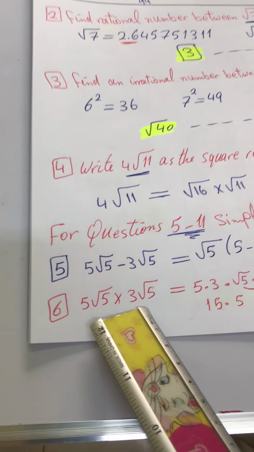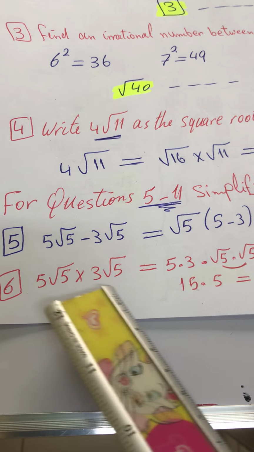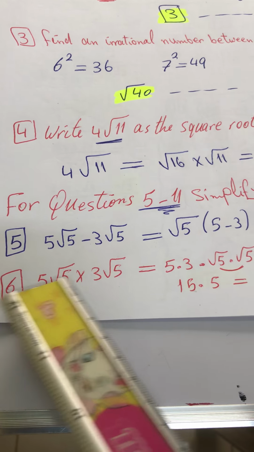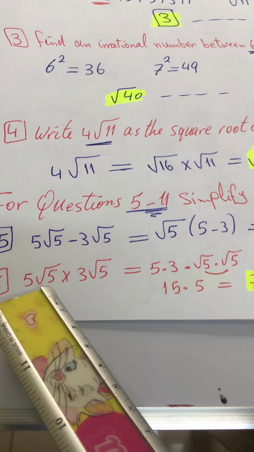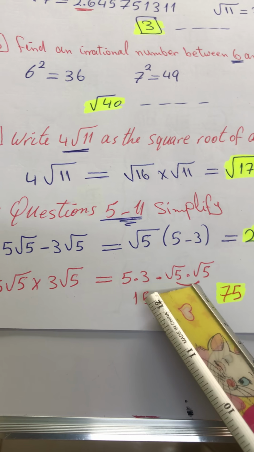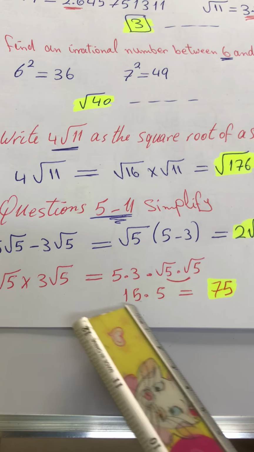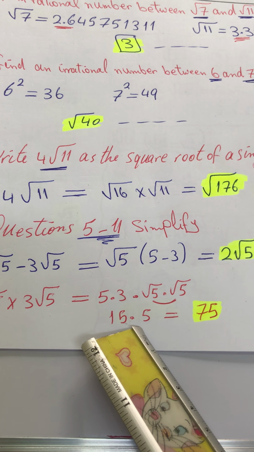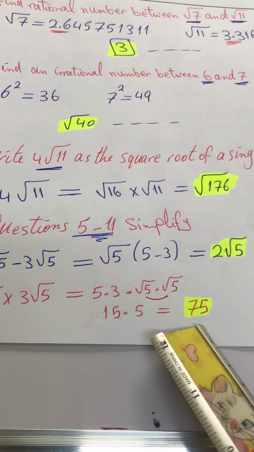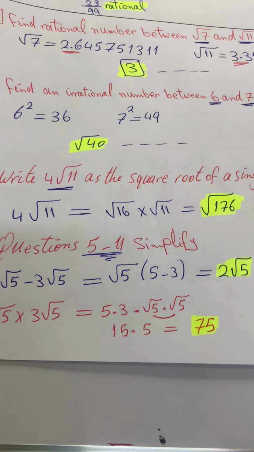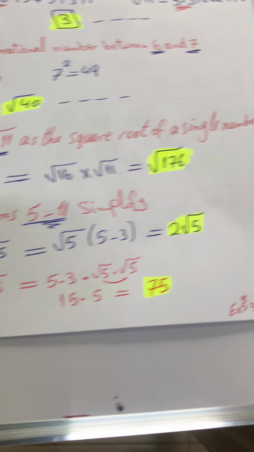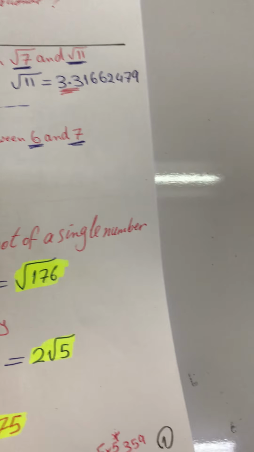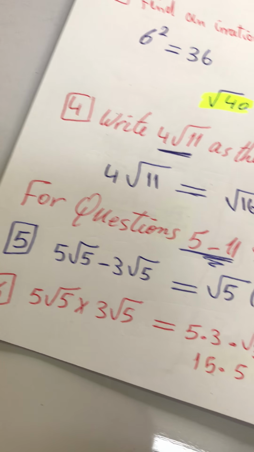In case of multiplication, you will multiply the whole numbers together. So multiply 5 times 3 and then multiply square root of 5 times the square root of 5. 5 times 3 equal 15. Square root of 5 times the square root of 5 equal 5. So 5 times 15 equals 75. Okay, this is multiplication. So we have subtraction, multiplication.